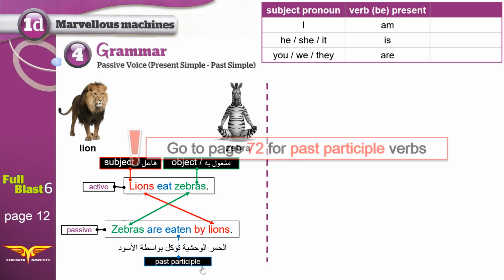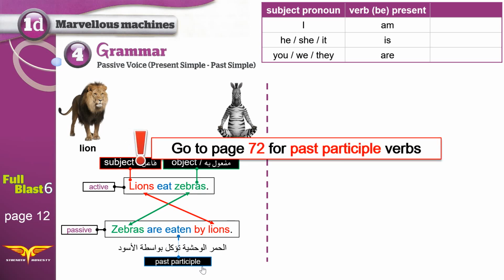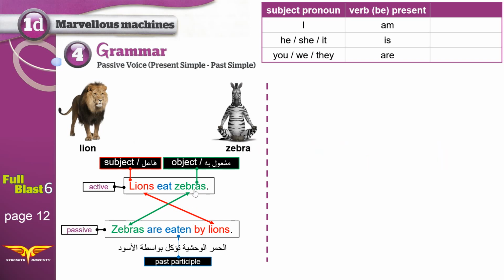If you don't know the past participle of the verb you need, then go to page 72 and you will find a list of all the verbs you need to learn. And the last thing we did is that we added the verb be, are. We are talking about zebras here. Zebras, they, not just one because of the S. They are zebras. They are eaten by lions.